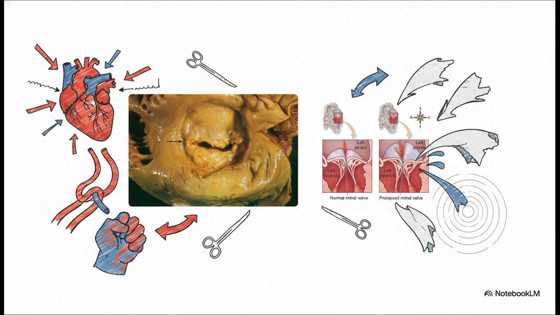Then on the right, we have an incompetent or leaking valve. Specifically, this is a mitral valve prolapse. Here, the valve edges actually bulge and extend backward into the left atrium during ventricular contraction. That allows the blood to just wash backward, completely defeating the purpose of the one-way system.